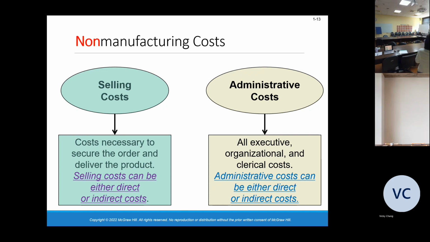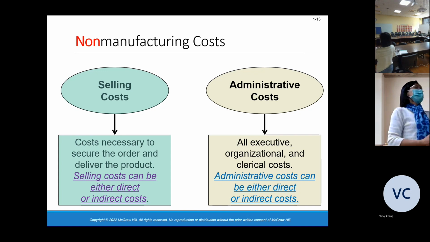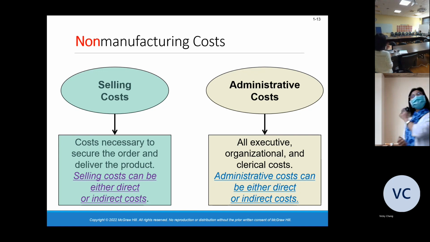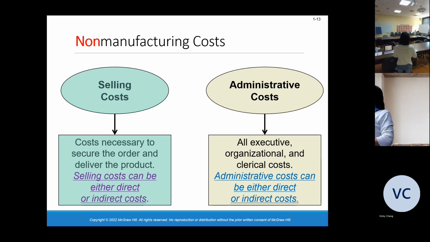So selling costs will be your sales. You pay the sales salaries. So the salaries are selling costs. And they are the costs necessary to secure the order and deliver the product. And please remember, selling costs can be either direct or indirect cost, to see whether it's easily traced to the product or to the service.